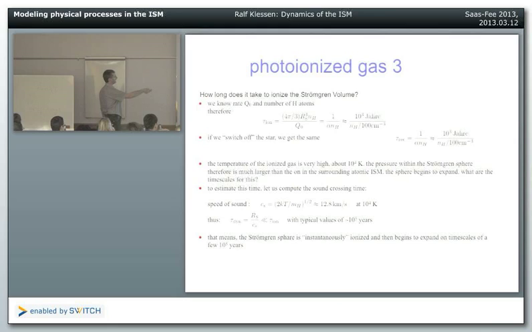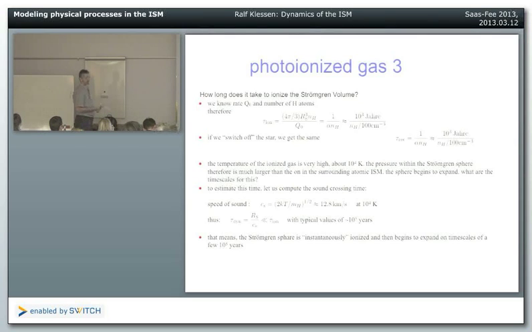We take simply 4 pi over 3, the volume of the Strömgren sphere, times the number of the hydrogen atoms, divided by the number of ionizations. This gives me this rate. And if I plug in the numbers, this is something like 1,000 years for densities of only 100 particles per cubic centimeter, so typical molecular cloud densities.